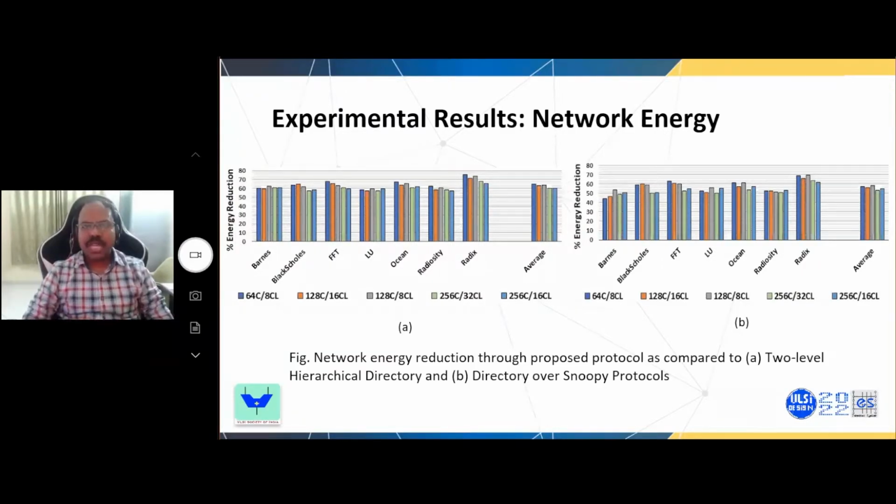And in comparison with directory over Snoopy protocol, the overall network energy is reduced by up to 55%, thereby showing significant improvements in terms of coherence traffic, application runtime, and network energy as compared to both existing conventional protocols and hybrid protocols, which have been widely implemented in state of the art systems.